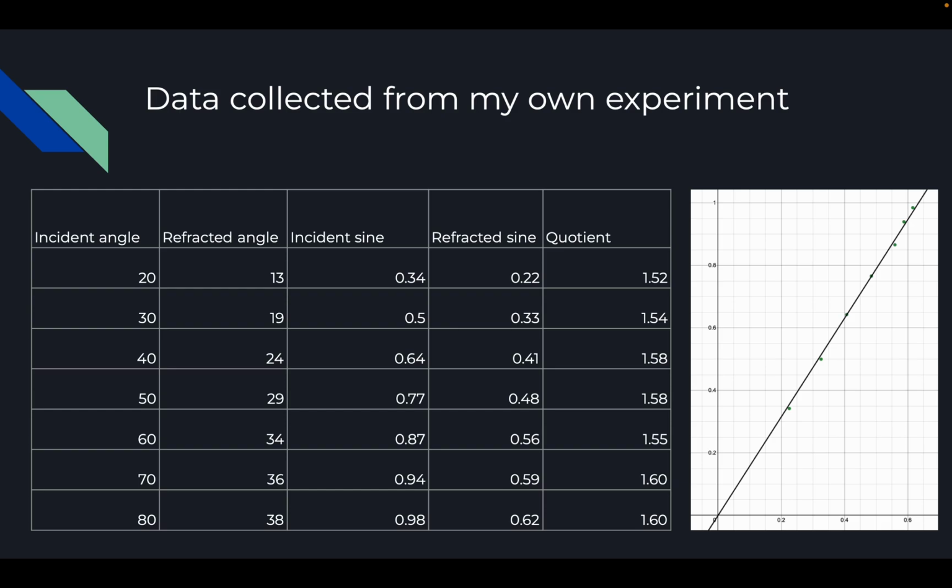Let's look at my experiment. I shone light at these blocks from an incident angle of 20 to 80 degrees, and I got a refracted angle of between 13 and 38. Well, the sine of the angle was interesting, let's say. Because when we divide the sine of the incident angle by the sine of the refracted angle, we get a quotient that's almost the same. I even plotted it out in the graph to show you how similar they were.